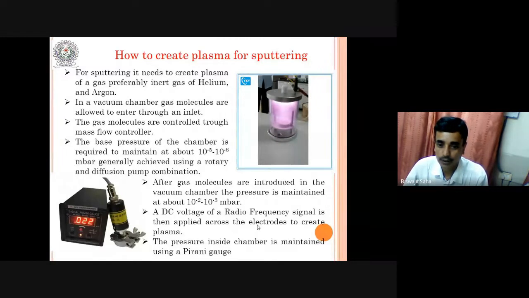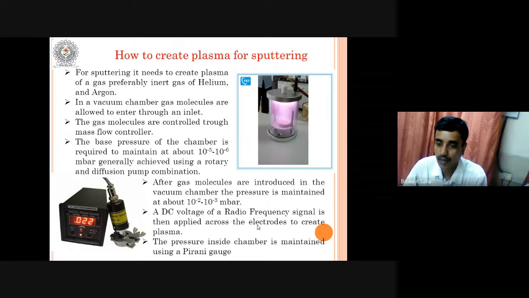inside a vacuum system, it requires maintaining 10 to the power minus 5 to 10 to the power minus 6 millibar of base pressure. And that can be achieved by a combination of rotary and diffusion pump together. Because a rotary pump alone cannot produce 10 to the power minus 6 millibar, this much vacuum cannot be created. That is why the rotary and diffusion pump combination is required. Both together can produce this kind of vacuum.